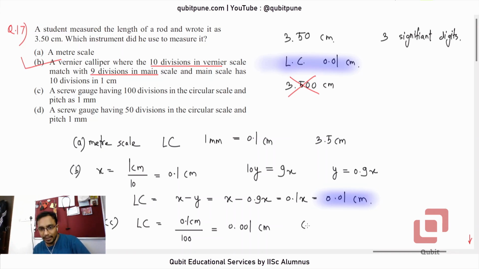Okay, and D. What about D? A screw gauge having 50 divisions in the circular scale and pitch 1 millimeter. 50 divisions means, pitch is same, 0.1 and 50. Okay, so what should we be doing? We should be multiplying this by 2, so it will be 0.002 centimeters. This is also not right. So the correct option to question 17 is B. Have you understood this?